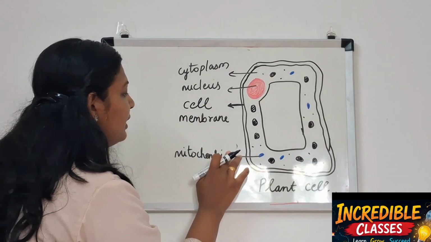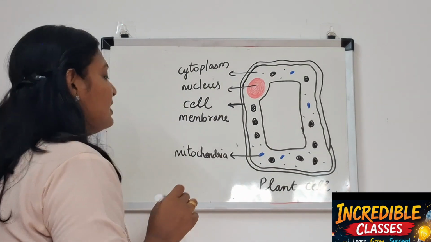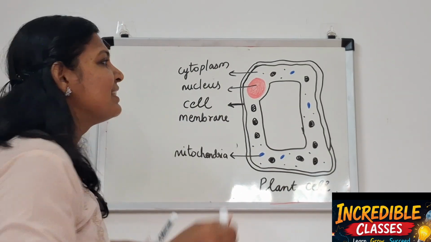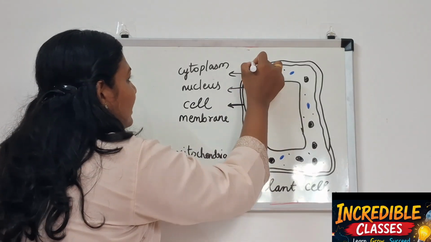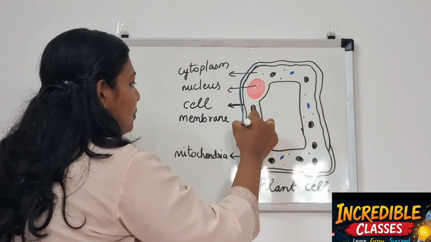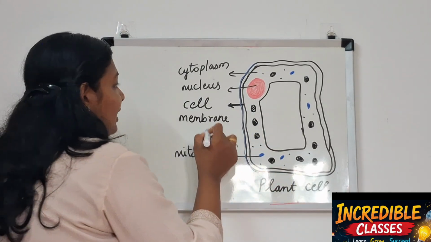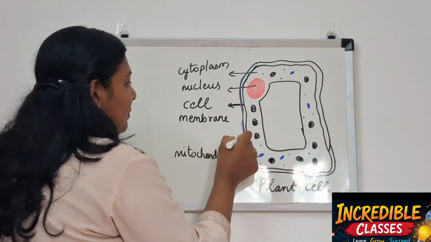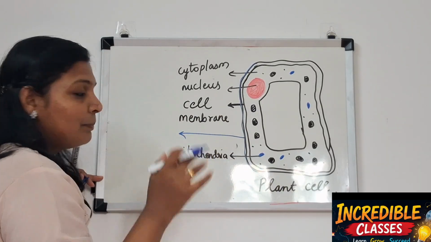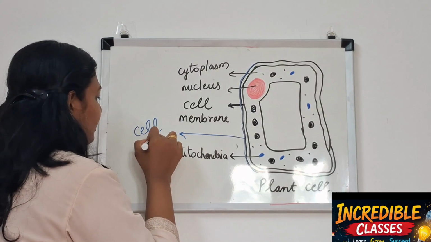But apart from that, what special things does it have? Yes, God has provided some special things. First thing is the cell wall, the outer layer. This is the outermost layer. Outside the cell membrane, they have another membrane or protection layer called cell wall.